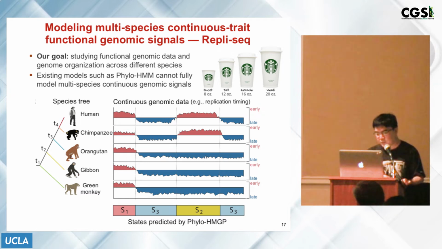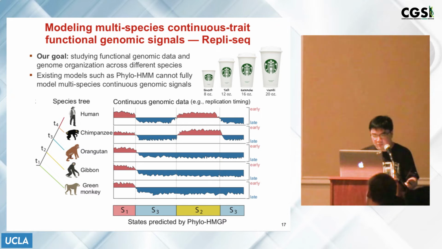So how can we develop a model that considers these continuous features of the signals? Previously there has been some work on cross-species functional genomic data comparisons, and there are also models like Phylo-HMM to consider features in a genome-wide fashion across multiple species. But Phylo-HMM doesn't really consider continuous signals. And the models that consider continuous signals are not genome-wide. They're typically for a single locus.